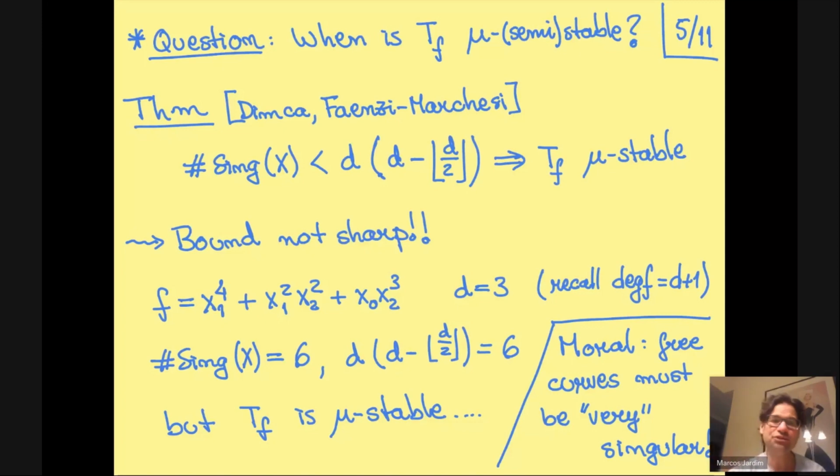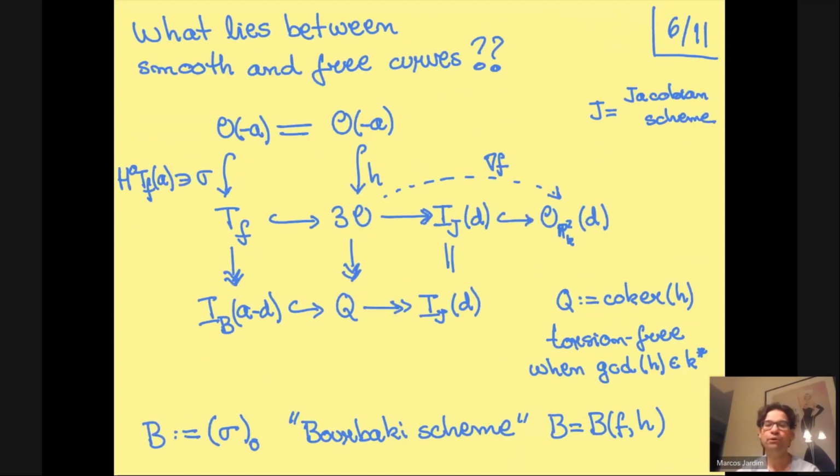And one thing that I like to point out is that this bound is not sharp, right? So one can find quartic curves that violate this bound, but whose log sheaf is still mu stable. So there might be room for improvement in this bound, in this result. Okay. More questions?